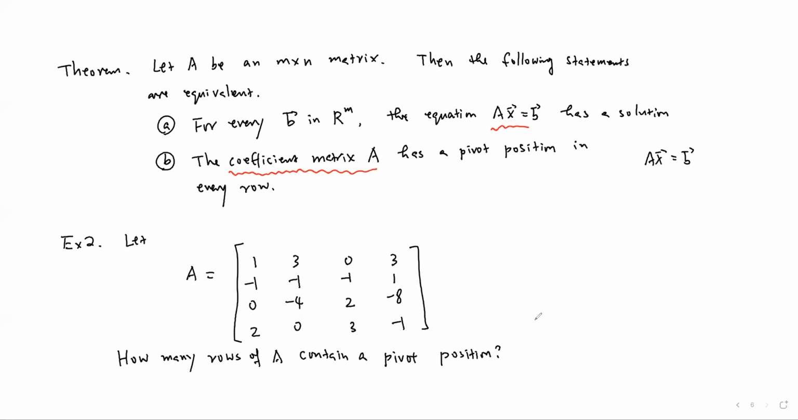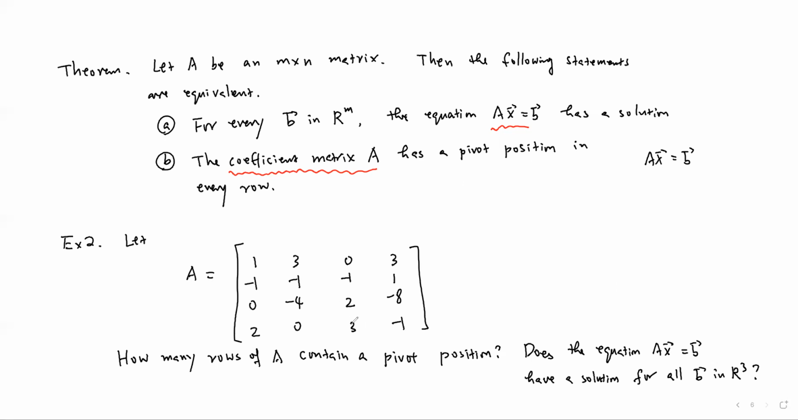Then answer the following question. Does the equation AX is equal to B have a solution for all vector B in R3? We can answer the second question by this theorem. Now, let me answer the first question.